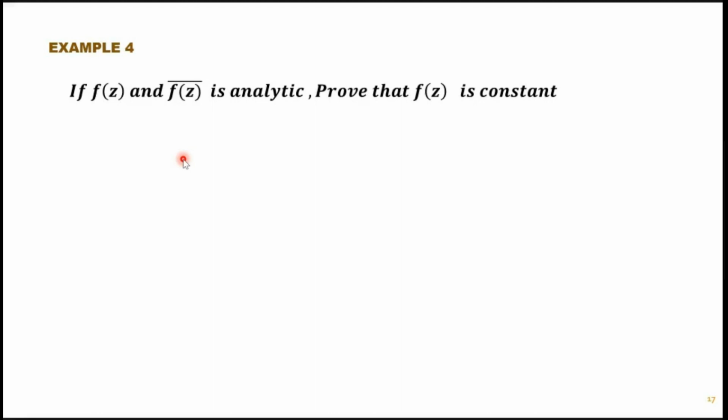The next one. If f of z and f of z whole bar... remember, whole bar on top means that is the conjugate. If it is mod, then it is root of x square plus y square. If f of z and f of z the whole bar are analytic, prove that f of z is a constant.